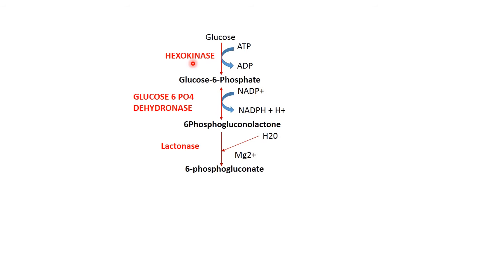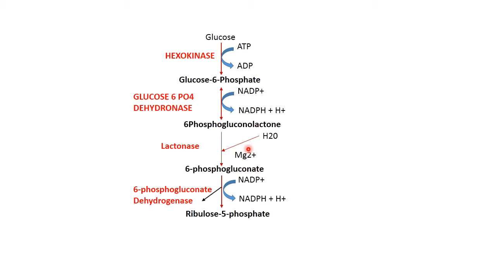6-phosphogluconate, and this conversion requires hydrolysis by a molecule of water. This enzyme also requires the bivalent cation magnesium. 6-phosphogluconate dehydrogenase will act upon the 6-phosphogluconate and it will be converted to the 5-carbon keto sugar known as ribulose 5-phosphate, and here again NADP will be reduced to NADPH and one molecule of carbon dioxide will be liberated.